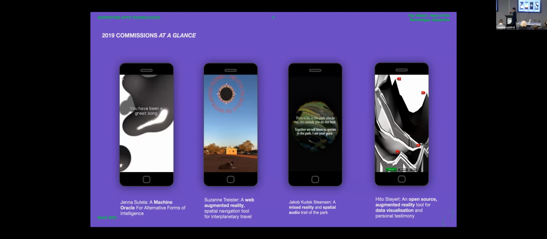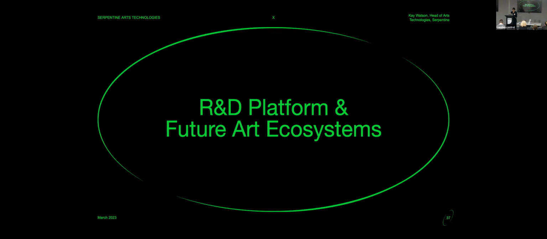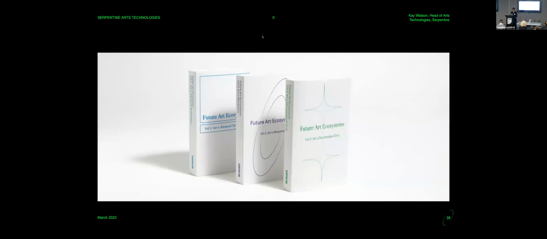Jakob Kudsk Steensen, this was the first picture I showed you of the AR trail through the park, and the Hito Steyerl. These are all available still. Hopefully they still work. This is also the thing about us not being a collection. You know, these are not works in our collection.